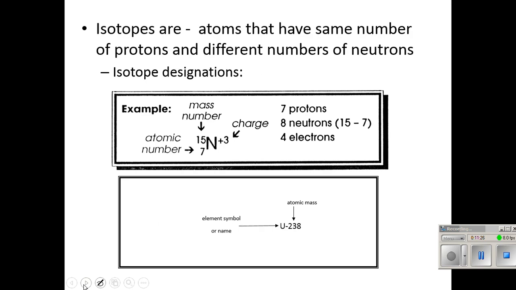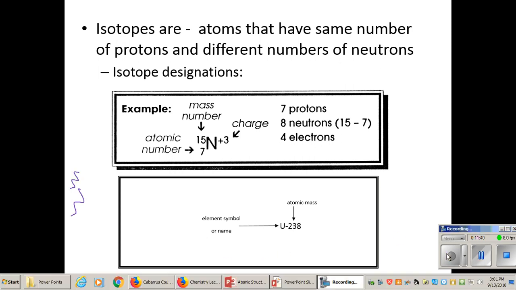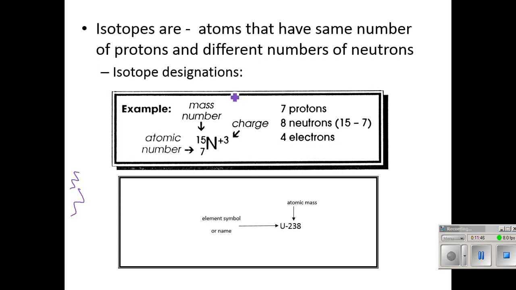Okay, so at this point you should transition over to the notes that you have in your binder. The top of it looks like this. You can see what we have here are two ways that we're going to designate isotopes. What we have here, this format that's in this box, is called the AZ format.